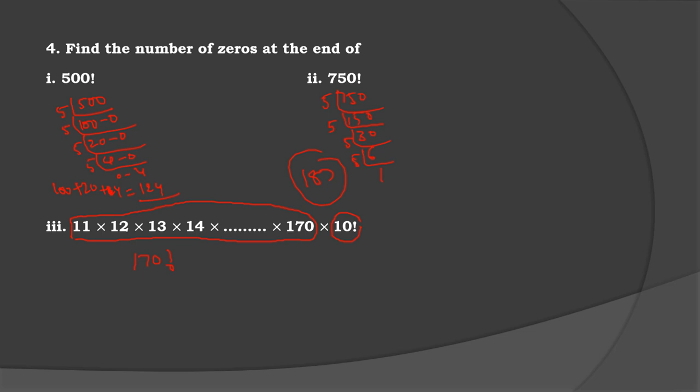Now in 170 factorial, how many zeros? Take successive divisibility with 5. In 170, successive divisibility with 5, how many times? 34 times. In 34, 5 how many times again? 6 times. Then 5 here, 1 time. Clear? Total how many zeros? 41. 41 zeros at the end of this expression. I hope all of you understand about it.